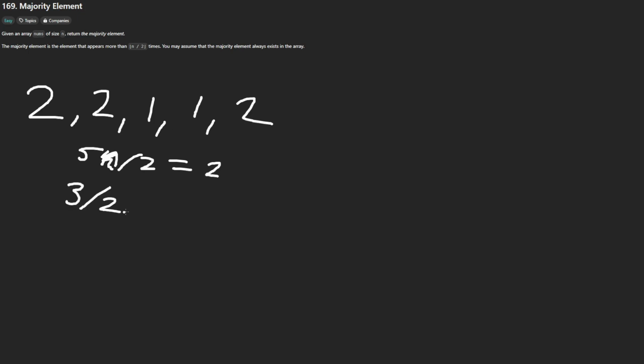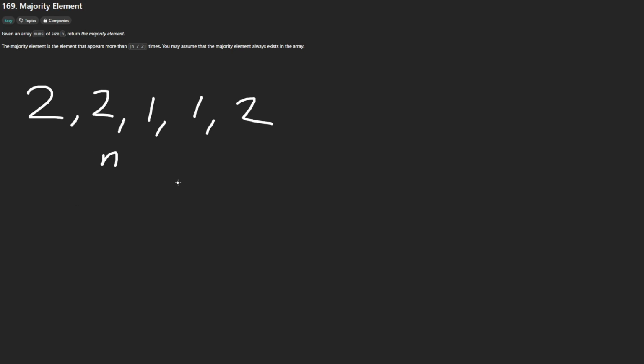So in this case, let's say we had an example array of 2, 2, 1, 1, 2. In this case, our n over 2 equals 2 because n is actually 5. And therefore our majority element, which is 2 here, occurs 3 times, which is greater than 2, which is true. And therefore we would return 2 as our majority element.